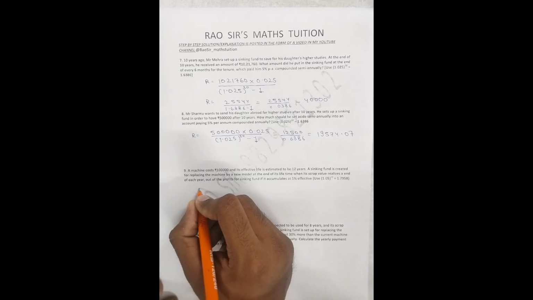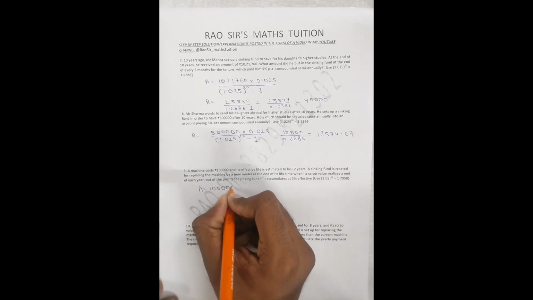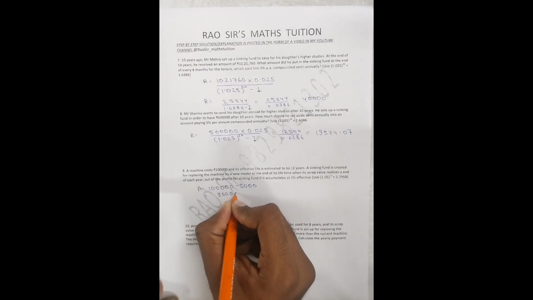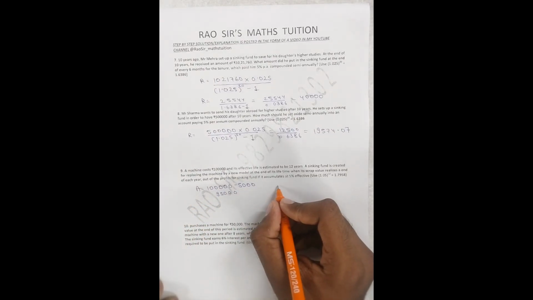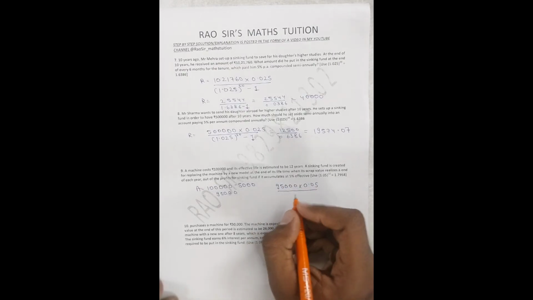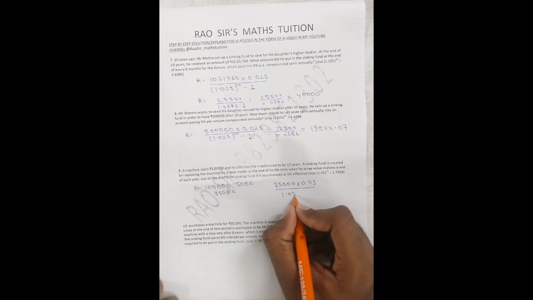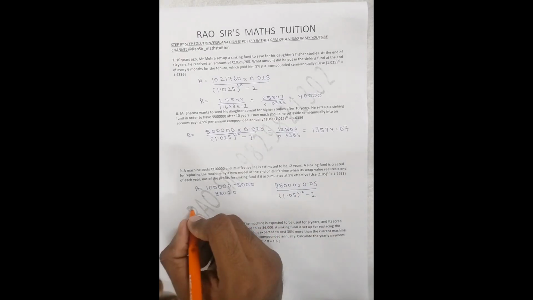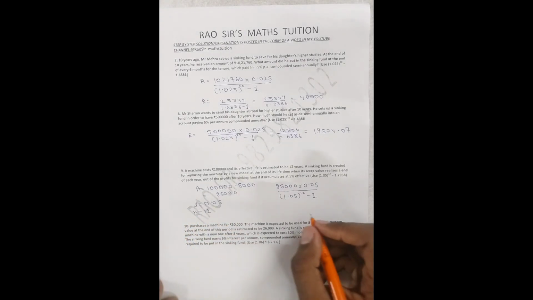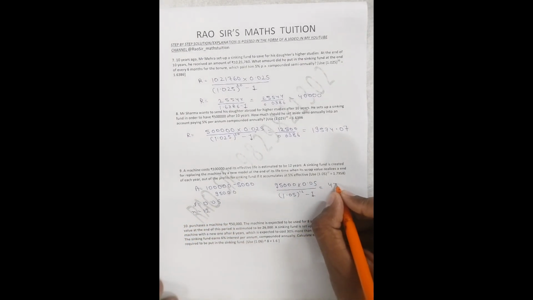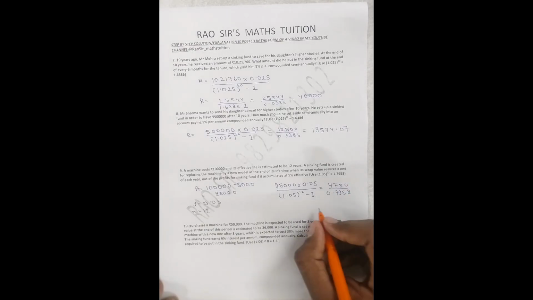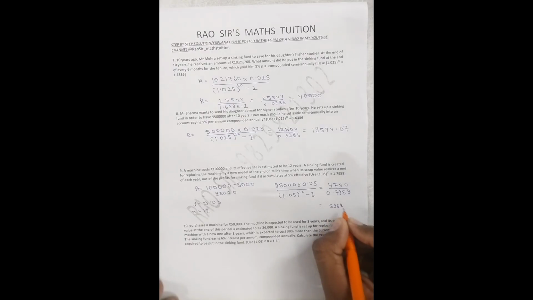The scrap value is 5,000, so we are subtracting it. So this is 95,000. Here also we are using the same formula, n is 12 years, I is 0.05, and the value of 1.05 to the power 12 is already given. The final answer is 5968.83.